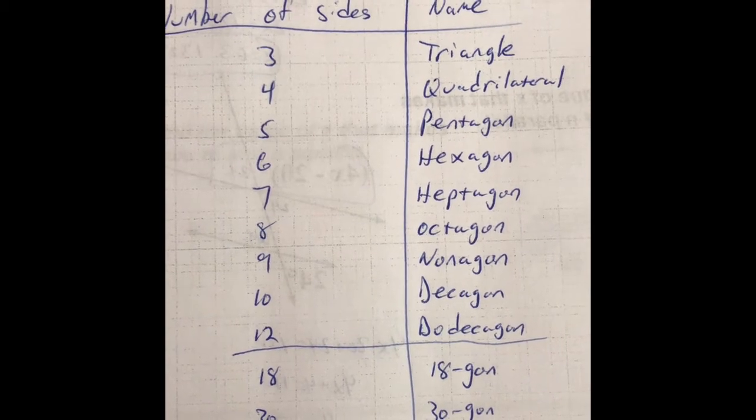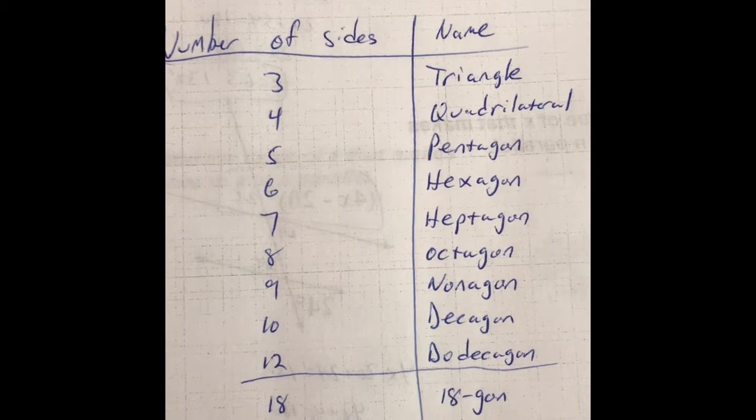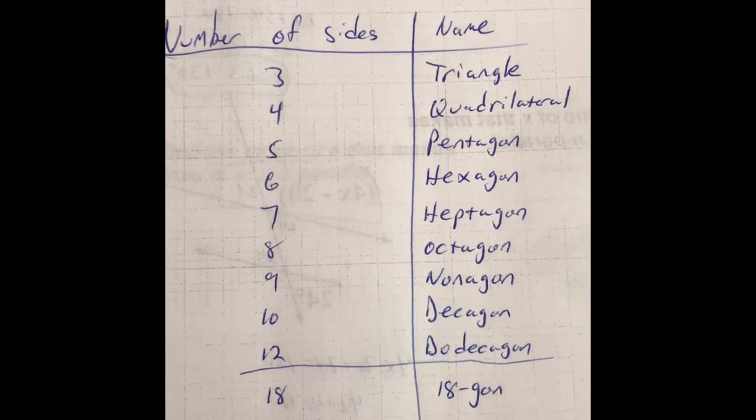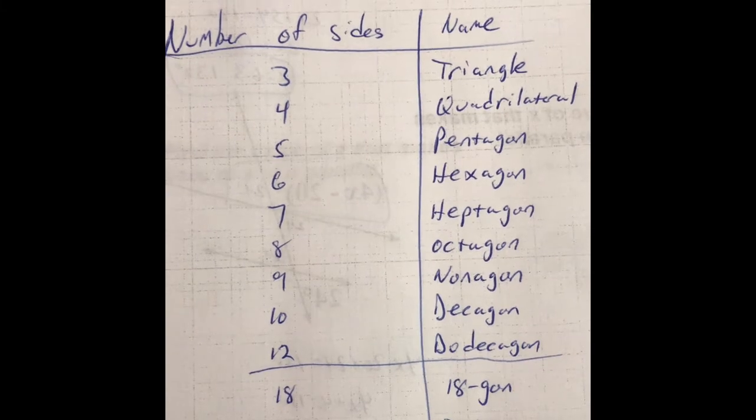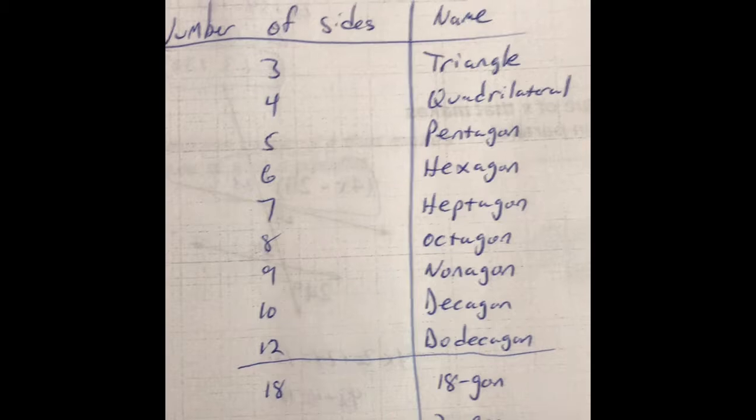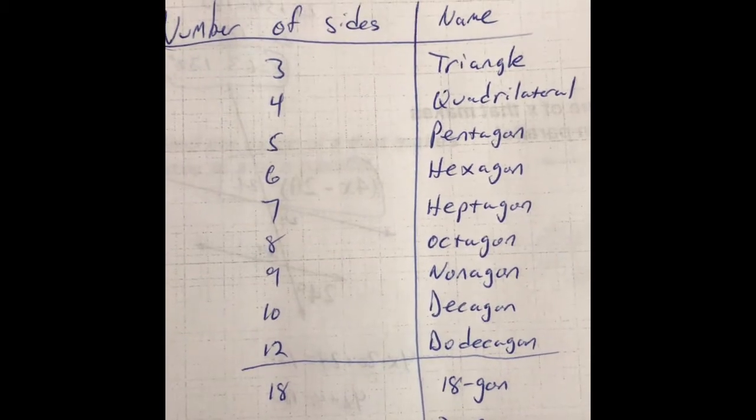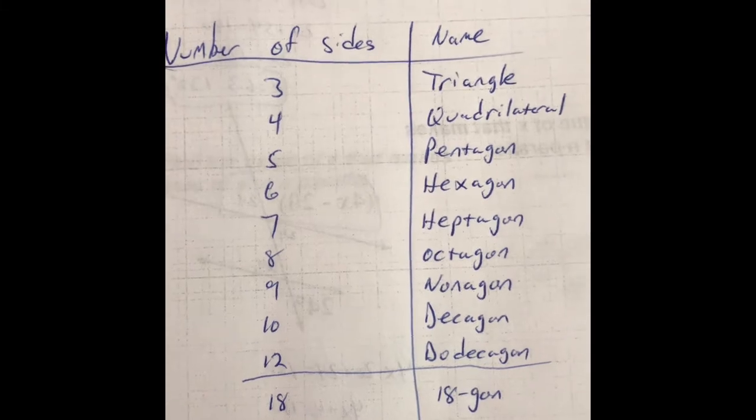So obviously a three-sided figure is a triangle, a four-sided figure is a quadrilateral, 5 is a pentagon, 6 is a hexagon, 7 is a heptagon, that's H-E-P-T-A-G-O-N, heptagon, 8 is an octagon, 9 is a nonagon, 10 is a decagon, 12 is a dodecagon. And those are all the ones that have names.